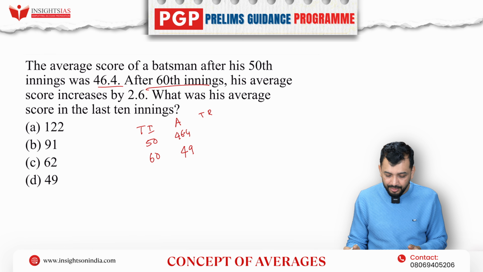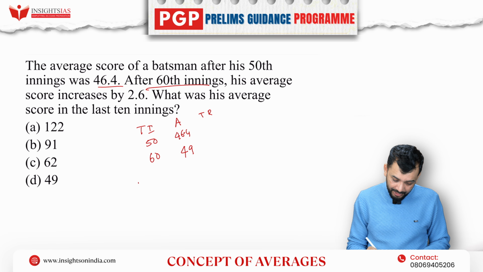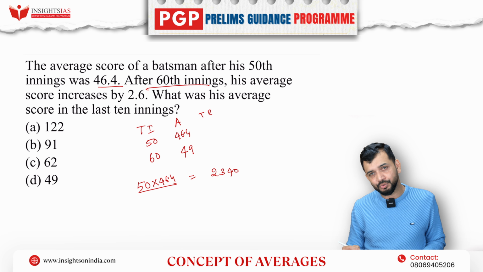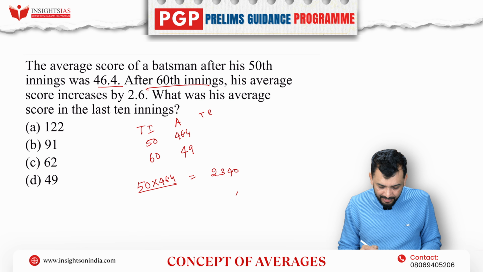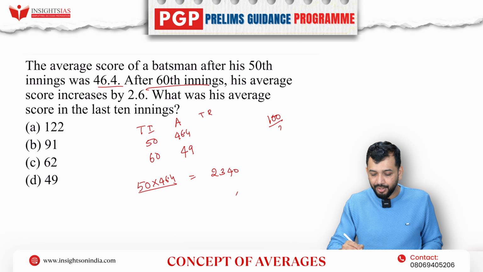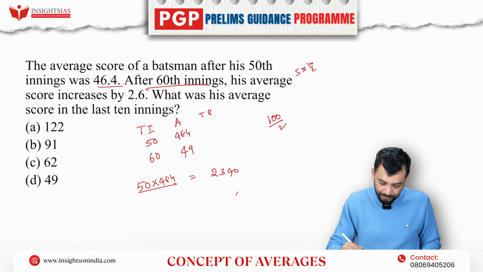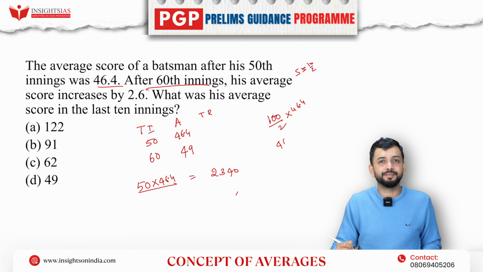That is the first way. So what is the total run? Total run is nothing but average into total number of innings. That is 50 into 46.4, which will be 2320. Now, how do you calculate this? These are some basic things that you should know. You should not be calculating 4 into 5, 20, and then doing this calculation. 50 can be written as 100 divided by 2. So this will become 100 divided by 2 into 46.4. So 46.4 into 100 is 4640.